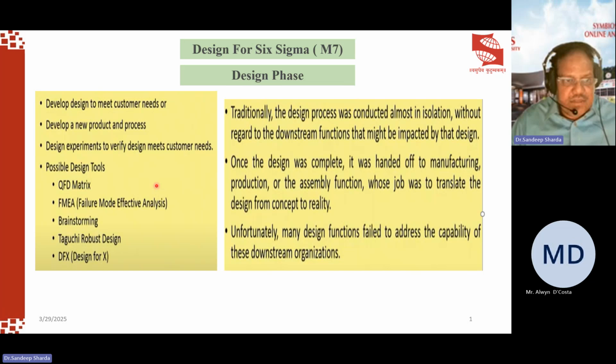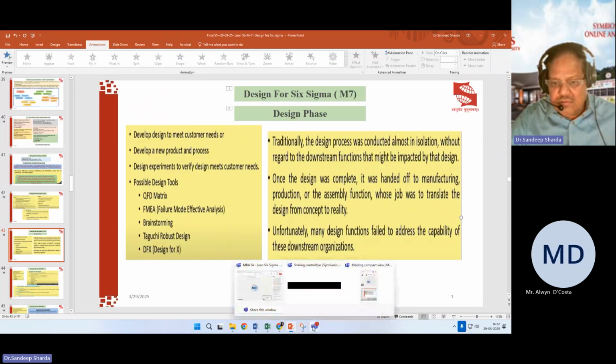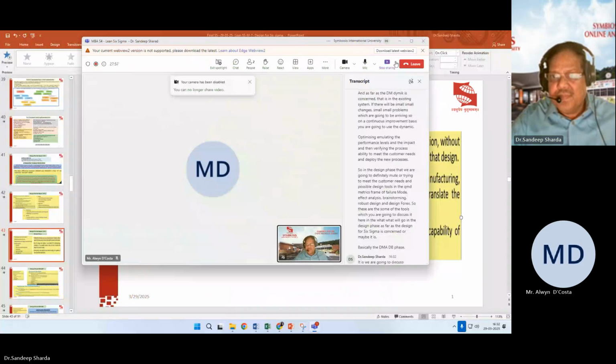So in the design phase, we are trying to meet the customer needs, and possible design tools will be the QFD matrix, FMEA, failure mode and effects analysis, brainstorming, Taguchi robust design, and design for X. So these are some of the tools which we are going to discuss here in the design phase as far as Design for Six Sigma is concerned, or basically the DMADV phases. That is what we are going to discuss.